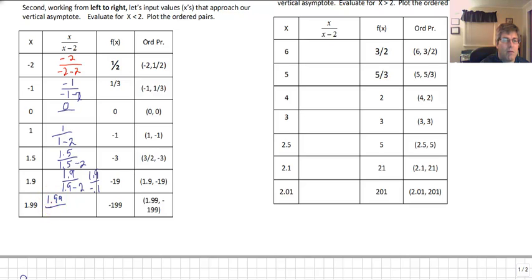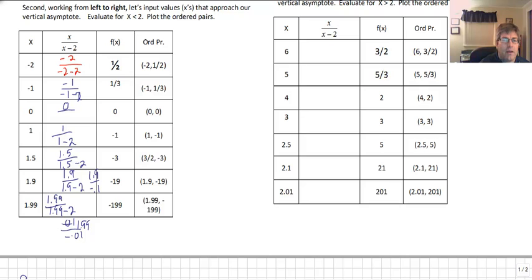1.99 over 1.99 minus 2, that's 0.01, pardon me, that's 1.99, all divided by negative 0.01, and I get negative 199 over 1/100.